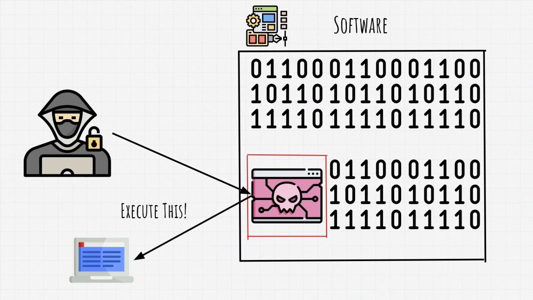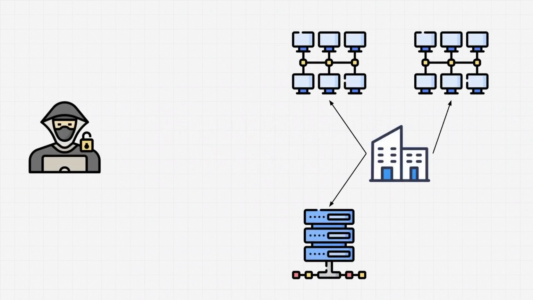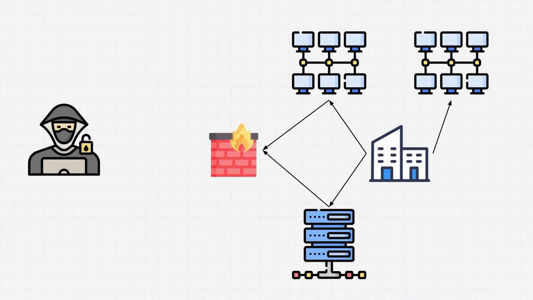However, all of this makes sense if the target has a vulnerability. But remember, vulnerabilities don't always have to be of a technical nature. Imagine a company with a bunch of networks, servers and machines, fully secured and also protected by the best firewall. No security holes, no vulnerabilities. We can't even scan the target to figure out its infrastructure because its protection is so good.